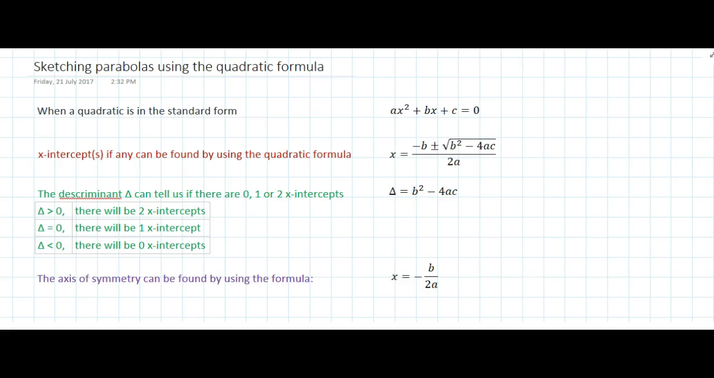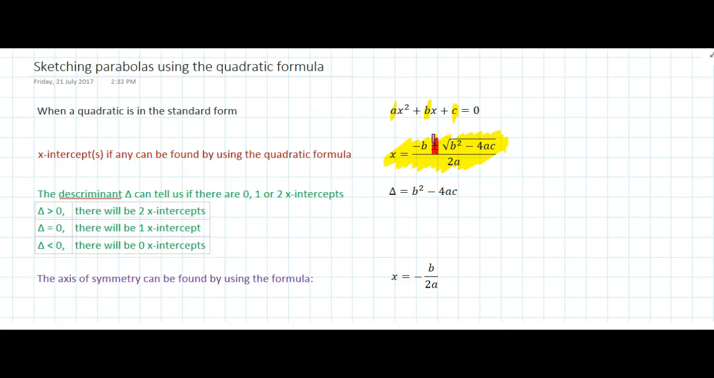When a quadratic is in the standard form with a as the coefficient of x squared, bx, and c as the constant, equals 0, we can use this formula here to work out the x-intercepts, or solve for x. Usually if there are two answers, the plus or minus bit here gives you the two answers. In this case, they are the x-intercepts.